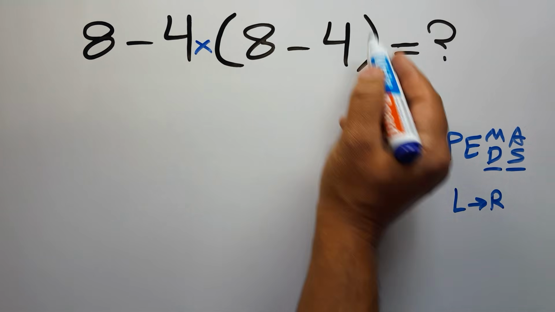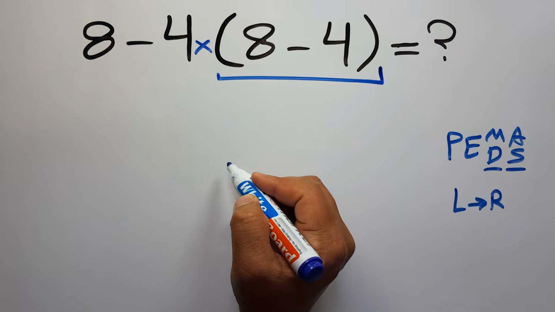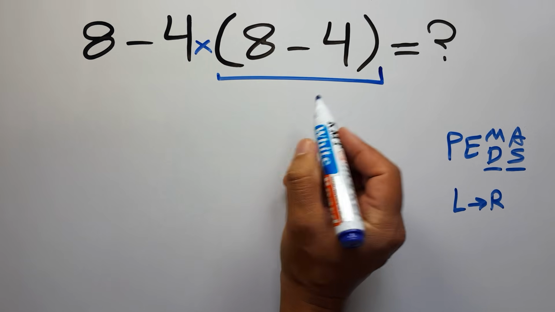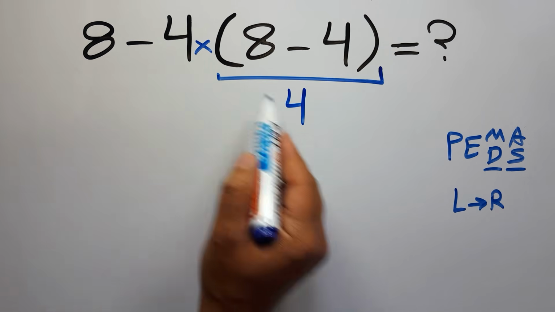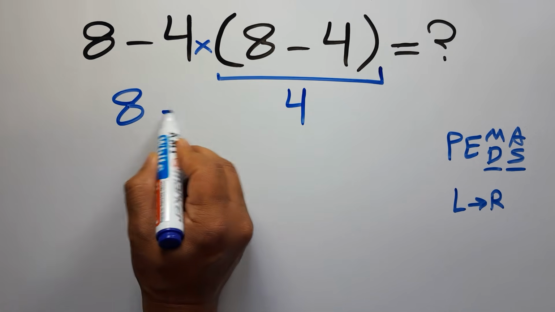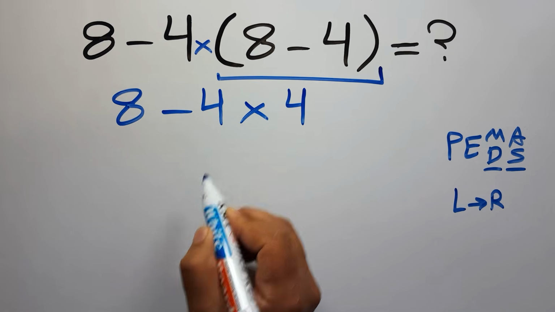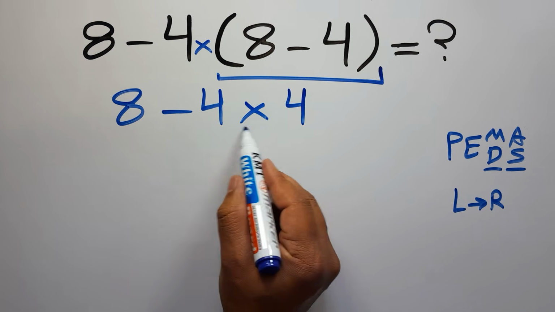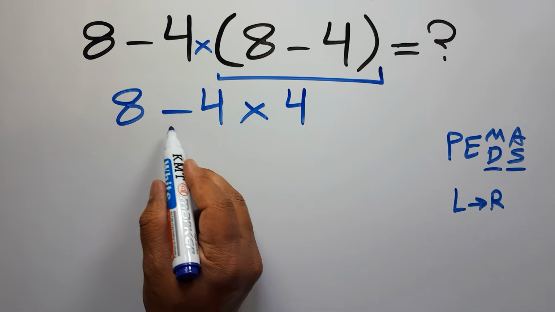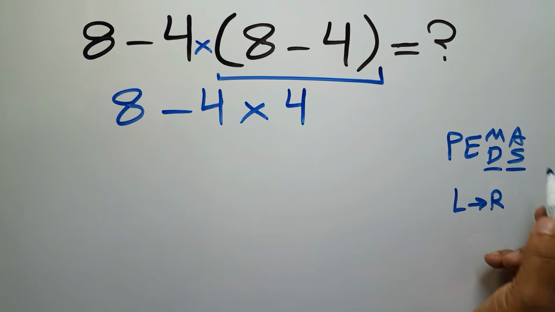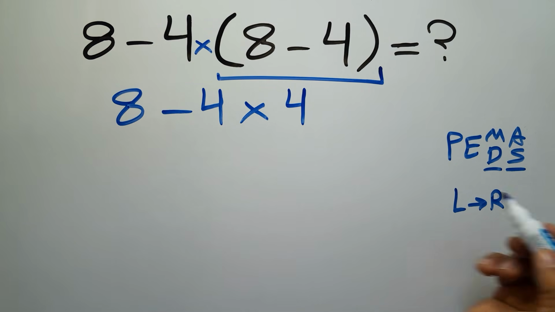So first we have to do this parenthesis. Inside this parenthesis we have 8 minus 4, which equals 4. So we have 8 minus 4 times 4. Now we have one subtraction and one multiplication. According to PEMDAS, multiplication has higher priority than subtraction because multiplication comes before subtraction.